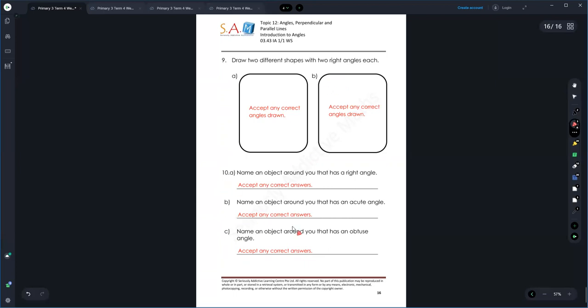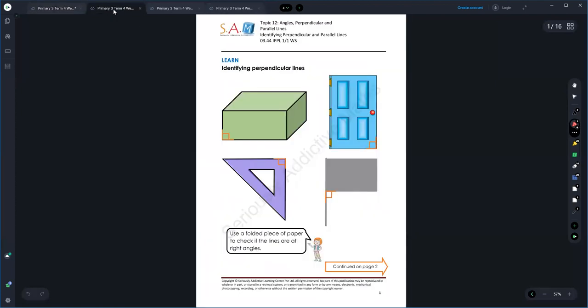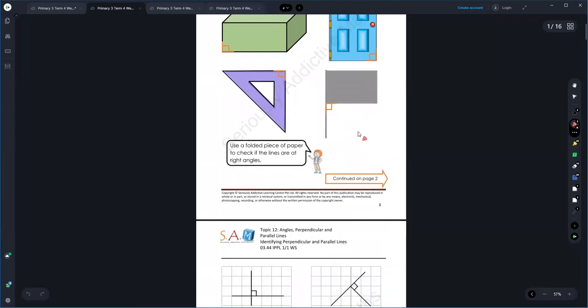Okay, and then accept any answer that is right, any correct answers according to the shapes that they have drawn. Okay, for the second booklet, they are supposed to do perpendicular lines. Perpendicular lines create right angles, right? So this is when two lines meet and create this right angle here, 90 degrees.